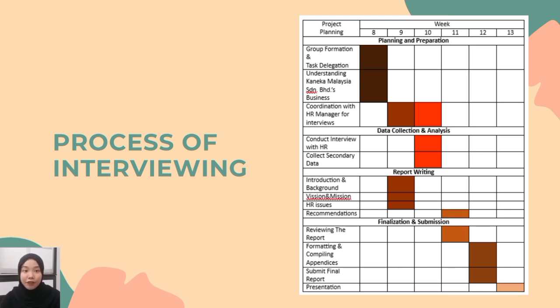And for the third phase, which is report writing, from week 11 to week 12, we focus on drafting the report. This involves writing sections such as the introduction, background, vision and mission, and also identifying HR issues and proposing recommendations. Each team member will contribute to specific sections to ensure efficiency and quality.